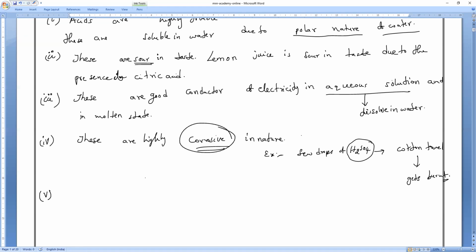Next, these may be in a solid state or in a liquid state. We can find them even in a solid state. So these may be in solid state or maybe in liquid state.